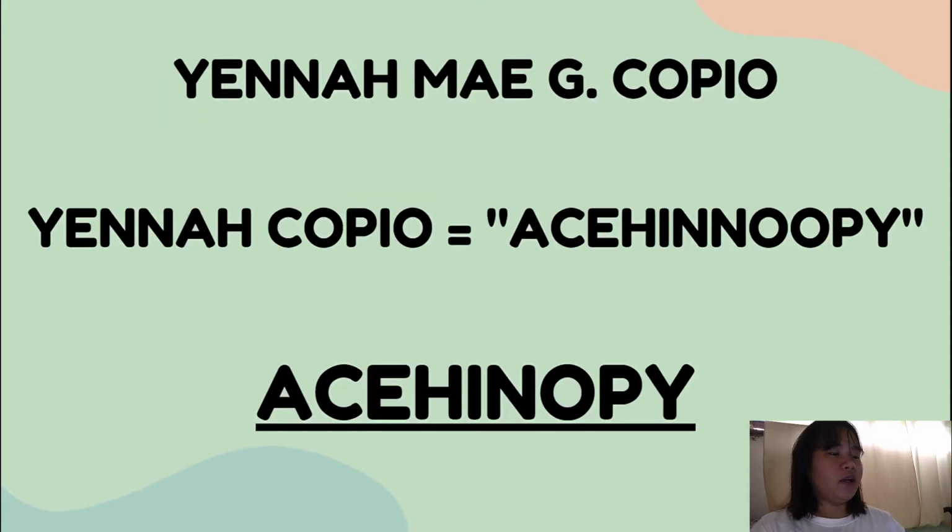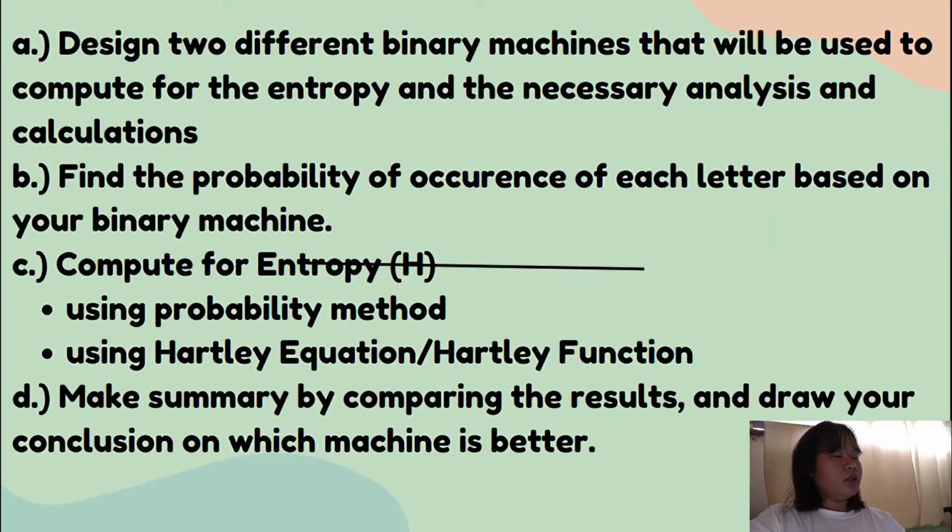I have here my reference for building the binary machine. We will determine the following. We will design two different binary machines that will be used to compute the entropy and the necessary analysis and calculations, and we'll find the probability of occurrence of each letter based on our binary machine. We'll compute the entropy using the probability method and the Hartley equation, or Hartley function, and we'll make a summary by comparing the results and draw our conclusion on which machine is better.